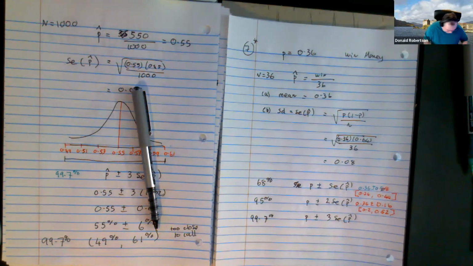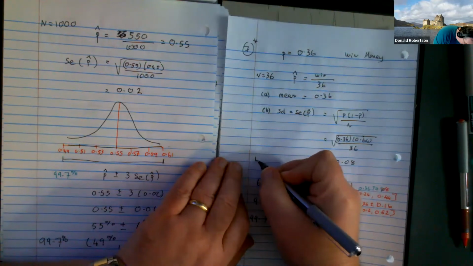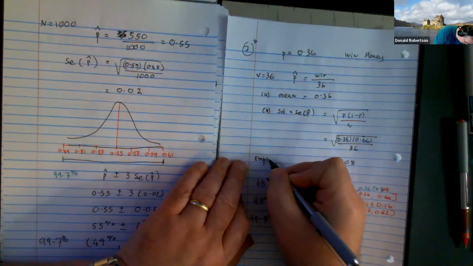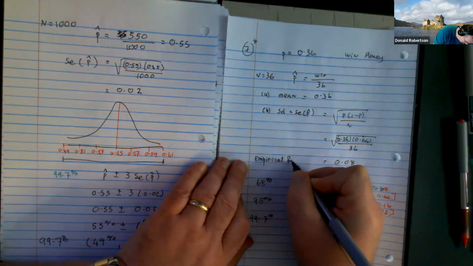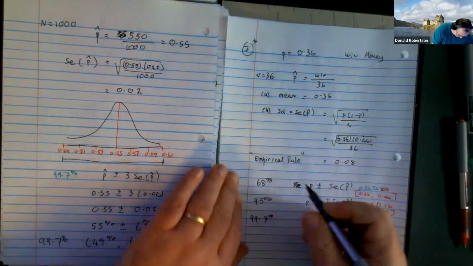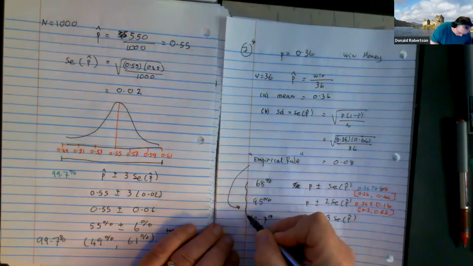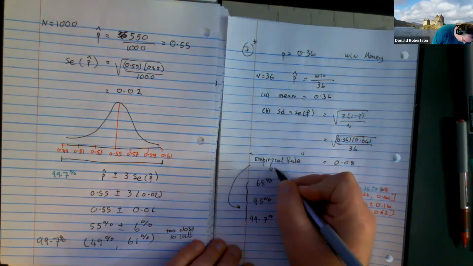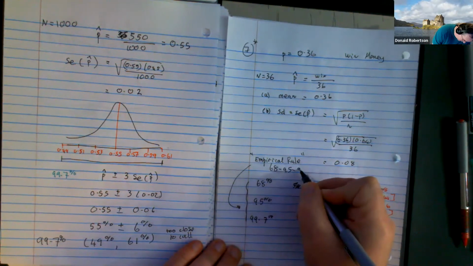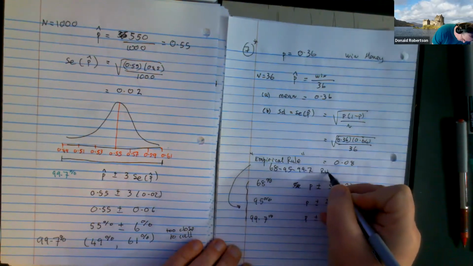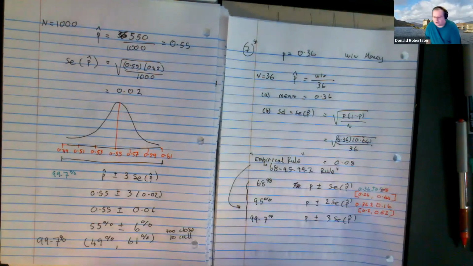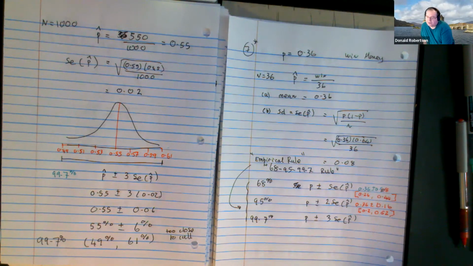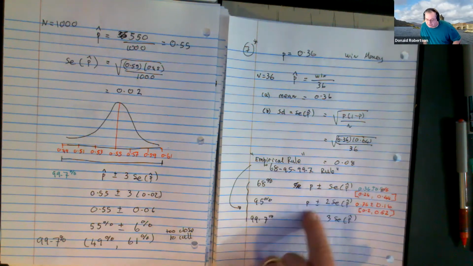The phrase that they use, this stuff here, is called the empirical rule. It also has another name which I like much better, although it's uglier. It's called the 68, 95, 99.7 rule. Isn't that a much better rule, because at least you remember what you're meant to be doing? But if you see the words empirical rule, you're building these intervals up.